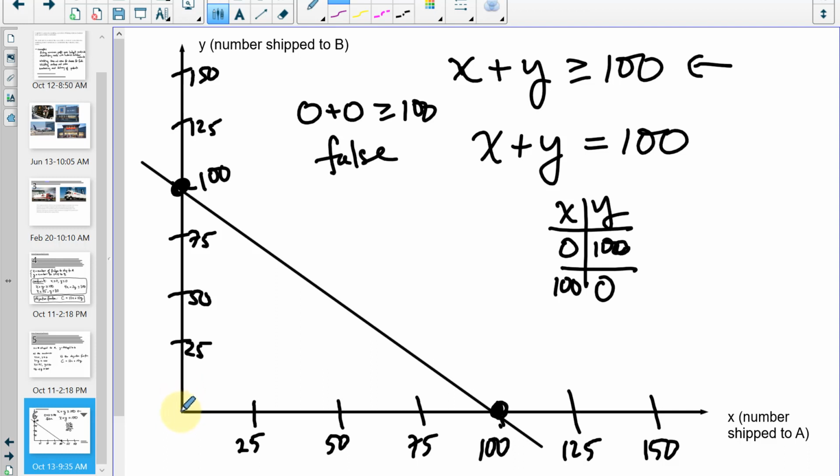Since that point came out false, everything on this side of the boundary would be false, and that means we would actually shade in this direction from the boundary. I'm not going to shade yet because I want to finally shade the region that satisfies all the constraints simultaneously. So now let's move on and look at some of the other constraints and put them all together in one graph.